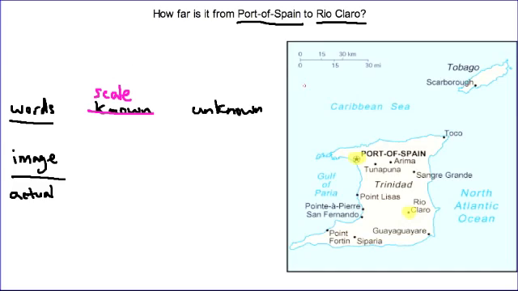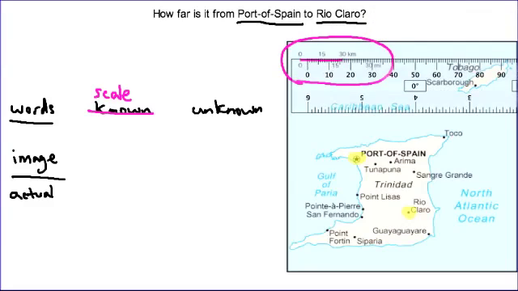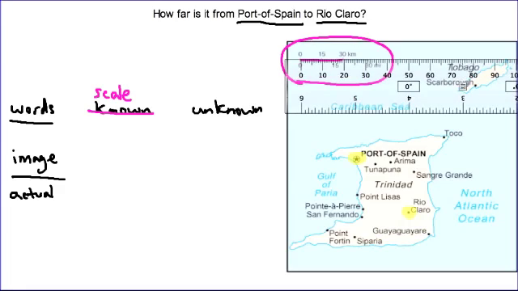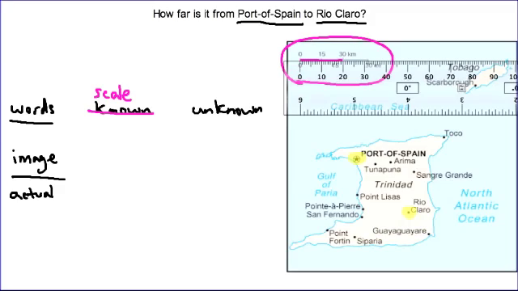If we look at our map, we can see the scale up here. This tells us that this distance right here is 30 kilometers in real life. So we need to find out how long that line is, and the best way to do that is to use a ruler. I have a ruler. If I line this up, we can see that from 0 to 30 kilometers is exactly 2 centimeters. So I'm going to write that in as my known ratio: 2 centimeters in the image, as measured by my ruler, is the same as 30 kilometers in real life. So we now have a ratio that connects the size in the image to the actual size.